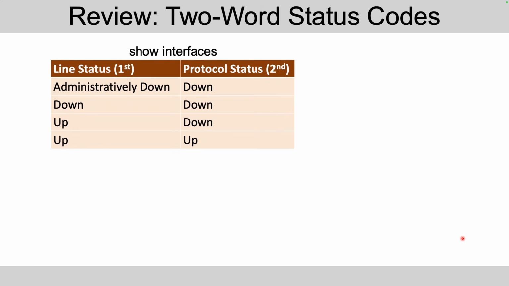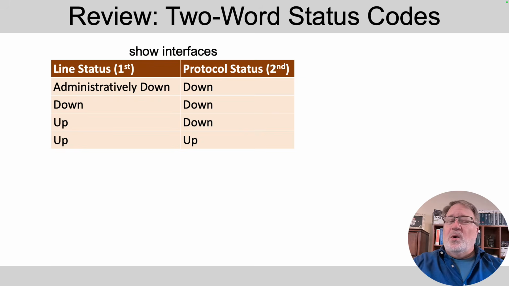Now, what causes those different status codes? Well, we talked about this to a fair amount of depth on switches, and it's the same general rules, but there are some subtle differences on routers. So let's talk about things on routers, and specifically with Ethernet interfaces, because those are the most common interface types you're going to see on routers, definitely in the context of what's covered for CCNA.